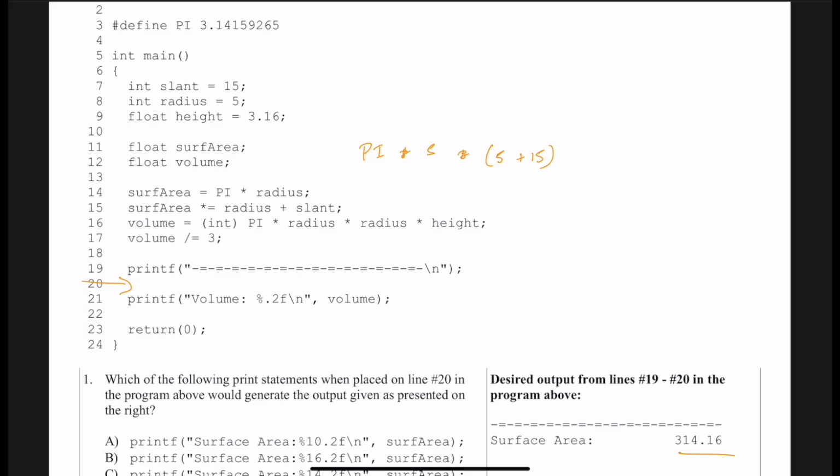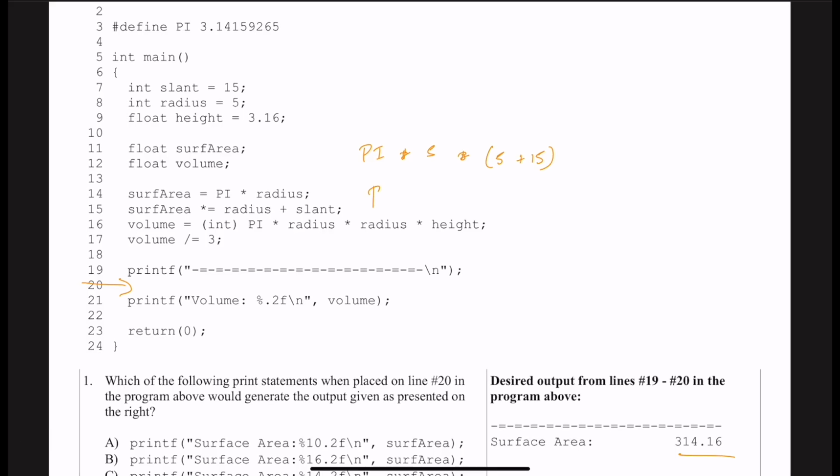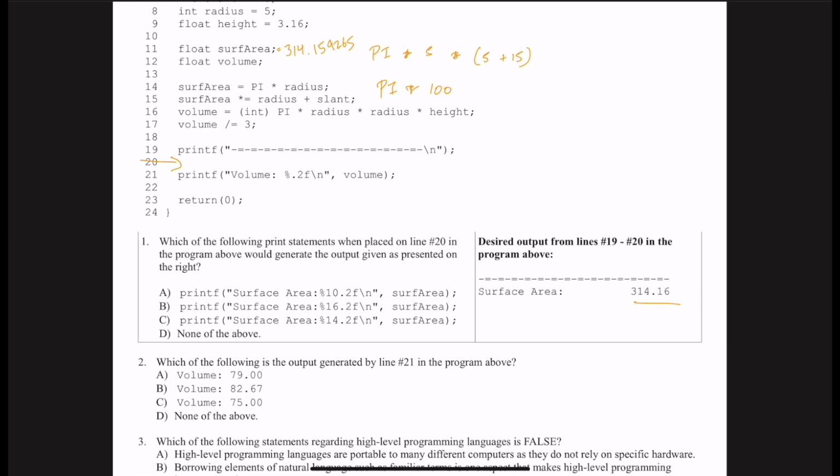Remember, this is both lines 14 and 15 combined, which simplifies down to pi times 5 times 20, or pi times 100. So I know that surface area is equal to the defined constant, just move over the decimal place by 2. And then because we're using printf, it's going to round our result. So that's why it's 0.16 and not 0.15. So just in case we were worried about the answer being D, now we know that it's not, at least not for the reason of the value.